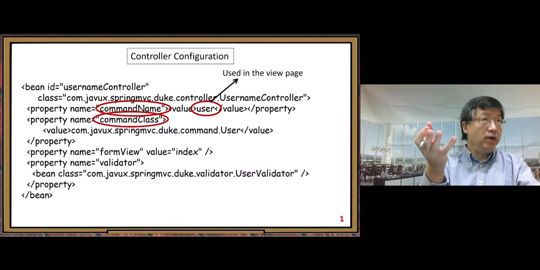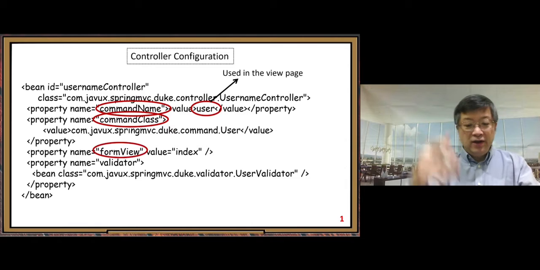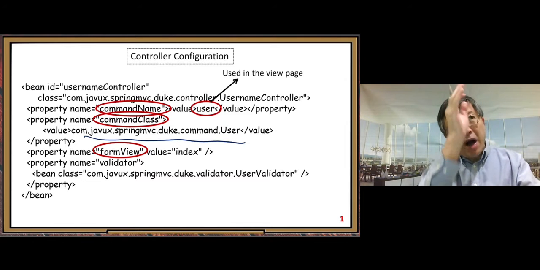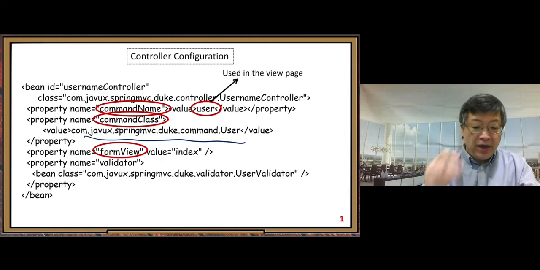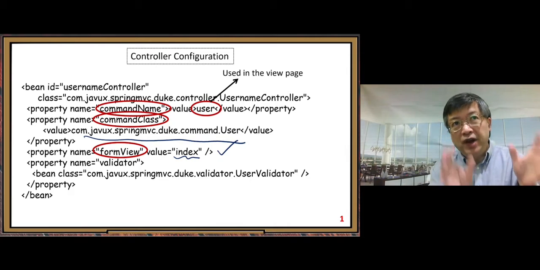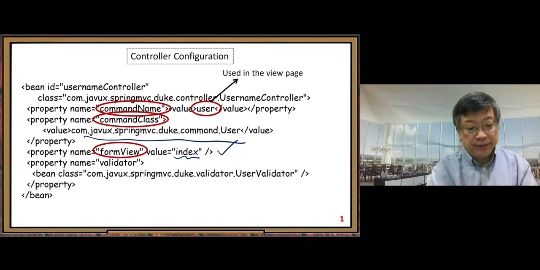Then the class, command class. So the concrete class, you need to specify. All right, that's the class. After that, views. 2 possible views you need to configure: form view and success view. Here we have the form view, so the property name is form view, with your view name. We don't have the success view. If you have a success view, then you specify the view name for your success view property.